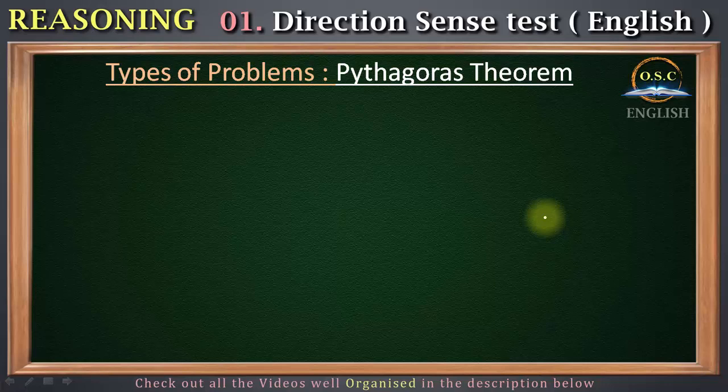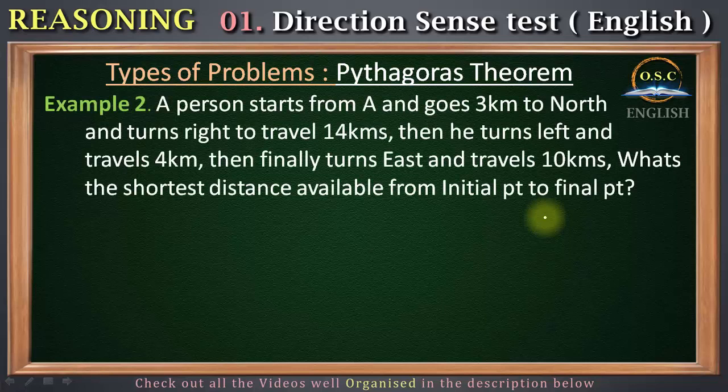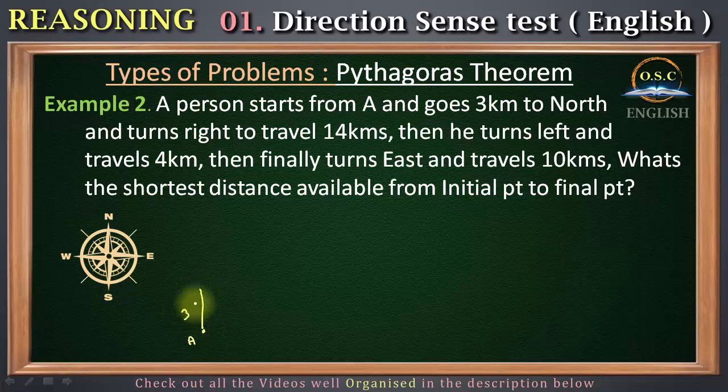Now let's look at example number 2. A person starts from A, okay, then goes 3 kilometers to the north. North is this direction, so he goes 3 kilometers to the north, and then he turns right and travels 14 kilometers. So if he is looking this side, this will be his right hand, this will be his left hand, this will be his legs. So he looks at the right and travels 14 kilometers.